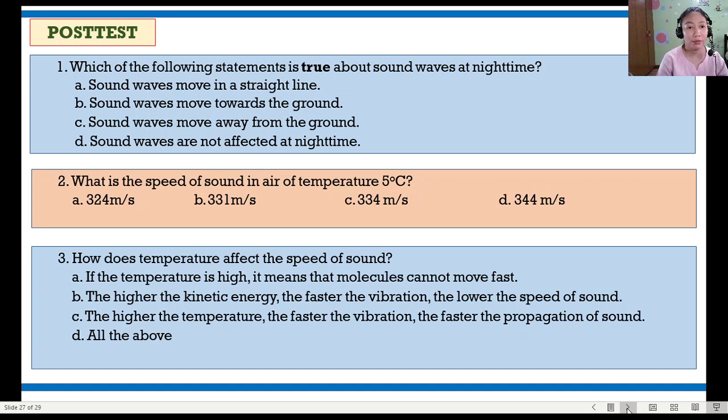Next, what is the speed of sound in air of temperature 5 degrees Celsius? So, you calculate. A. 324 meters per second. B. 331 meters per second. C. 334 meters per second. D. 344 meters per second. So, I will give you time to calculate.